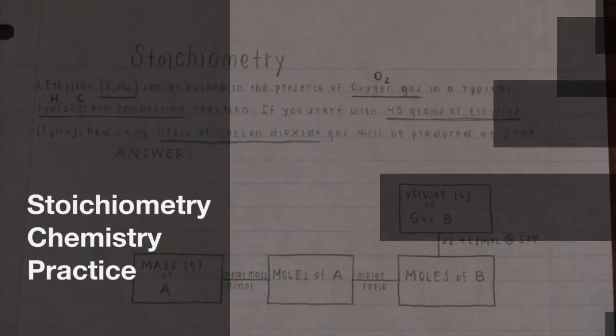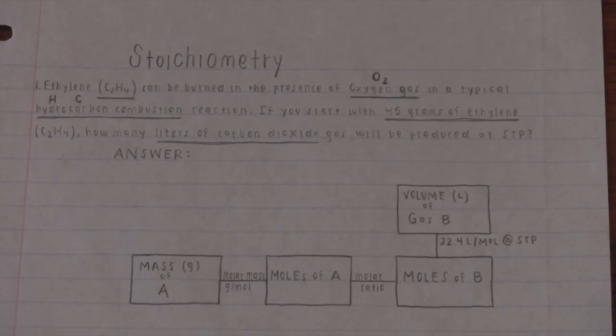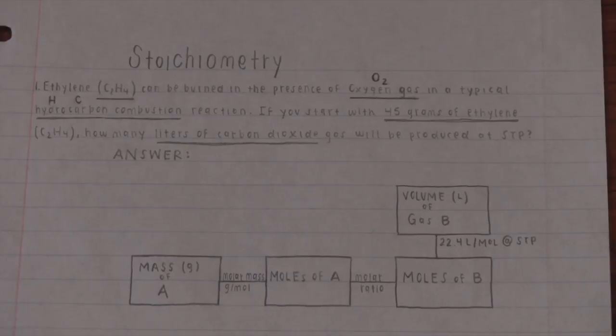Today I will be teaching you how to perform basic stoichiometry. Example 1. Ethylene, C2H4, can be burned in the presence of oxygen gas in a typical hydrocarbon combustion reaction. If you start with 45 grams of ethylene, C2H4, how many liters of carbon dioxide gas will be produced at STP?